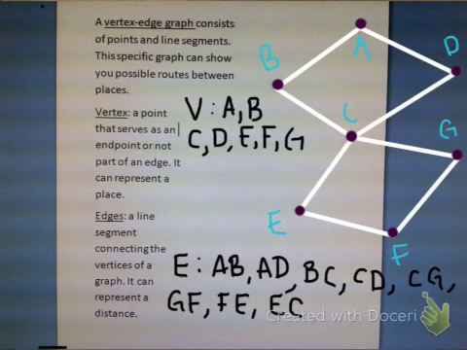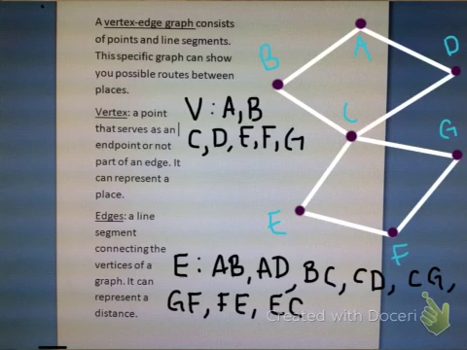The definition of a vertex is a point that serves as an endpoint of an edge. It can represent a place. And we also have edges. An edge is a line segment connecting the vertices of a graph. It can represent a distance.